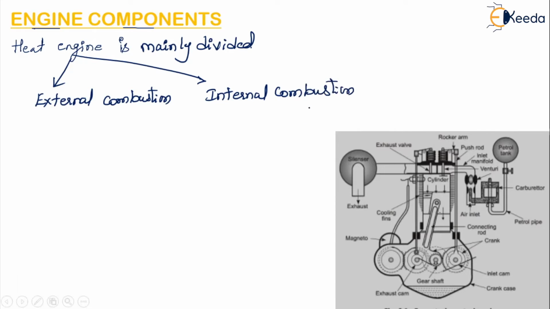So in case of external combustion engine, the combustion or the burning of the fuel takes place outside the engine, as in case of these steam engines and turbines. So these turbines and steam engines were used in old days in railway system.